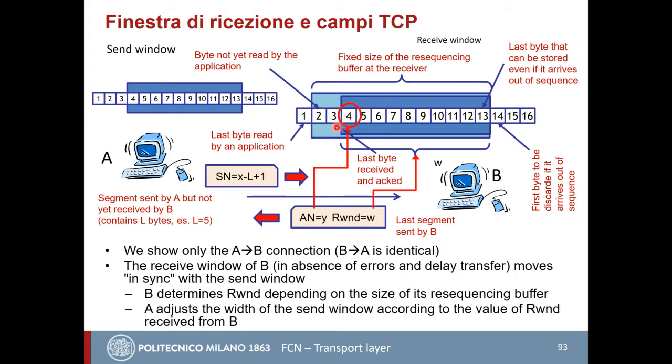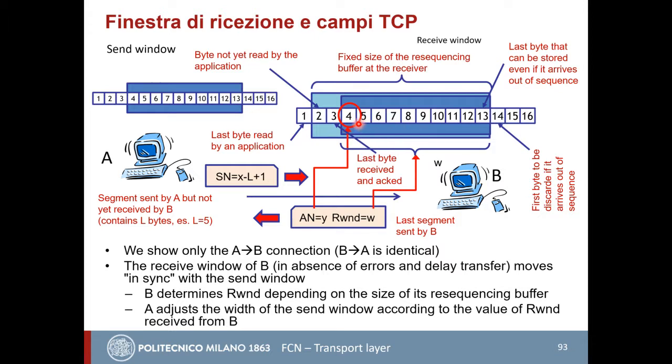and also byte number 3 is the last byte that has been received correctly and already acknowledged. Okay. In fact, the last message that was sent from B to A contains acknowledgement number equal to 4. That means I have received correctly until byte number 3. I'm waiting for byte number 4. So from byte number 4 to byte number 13 here, this is the receive window.